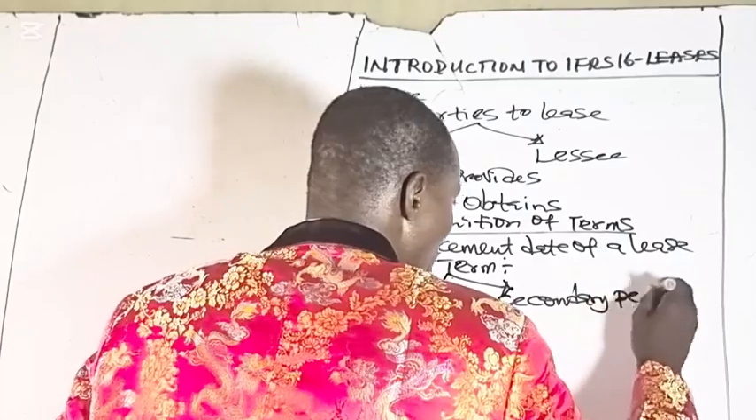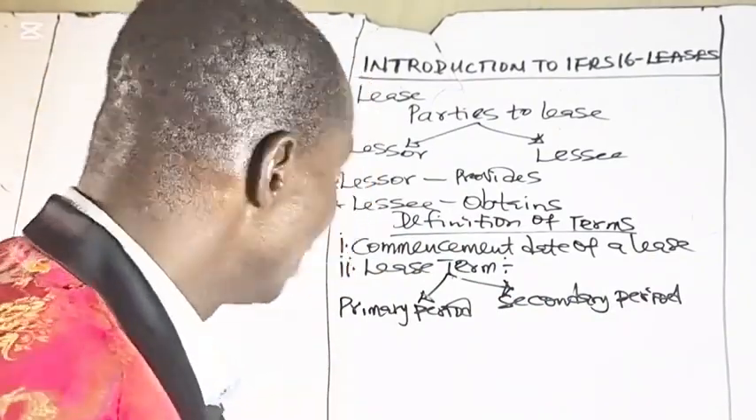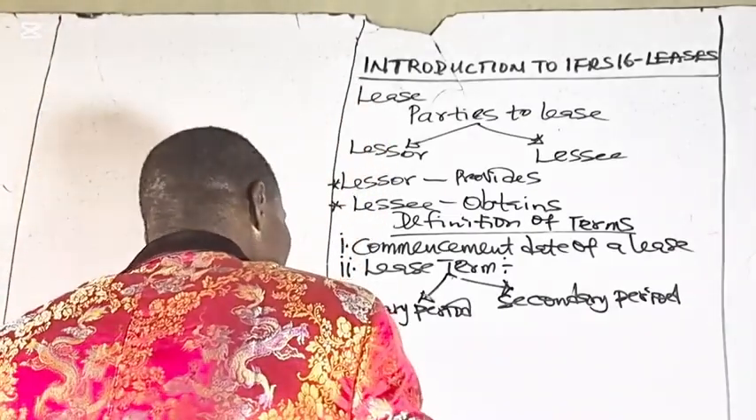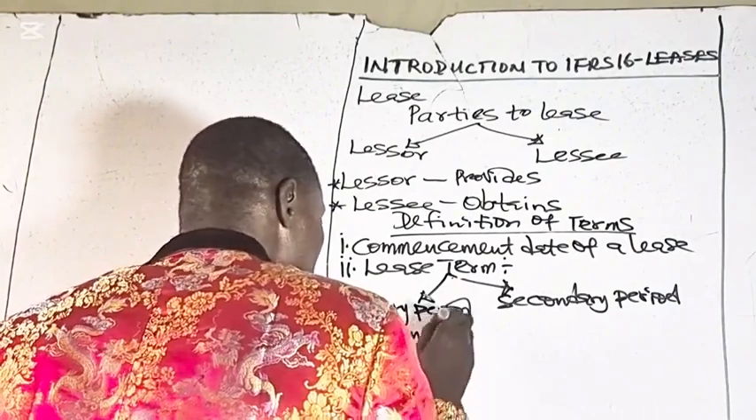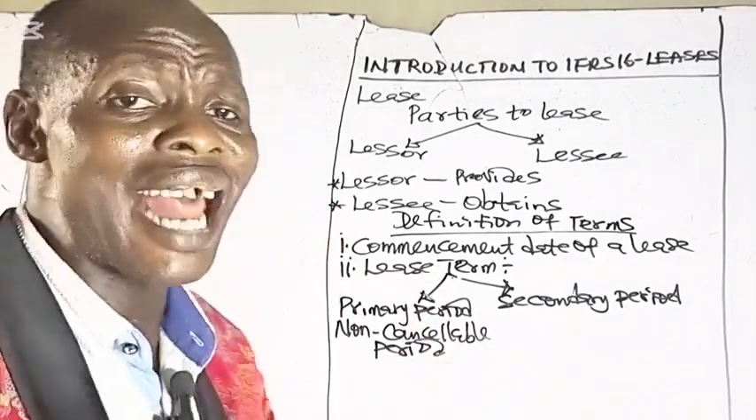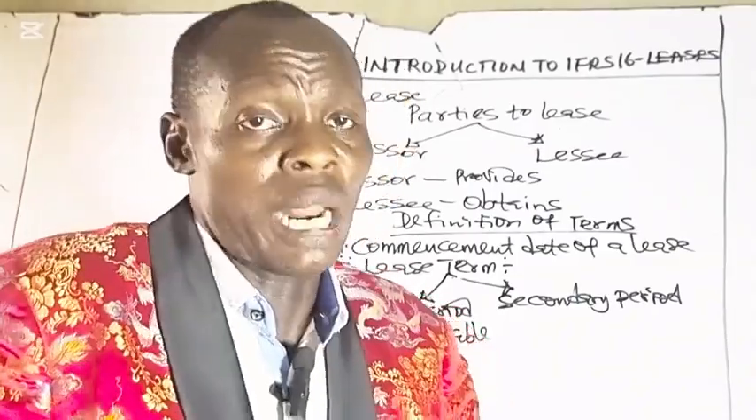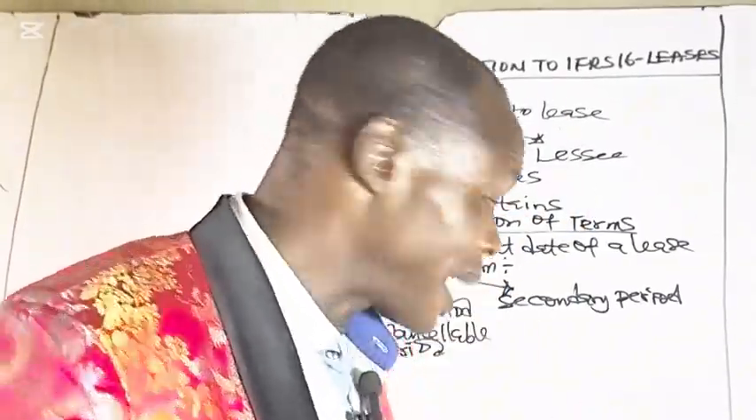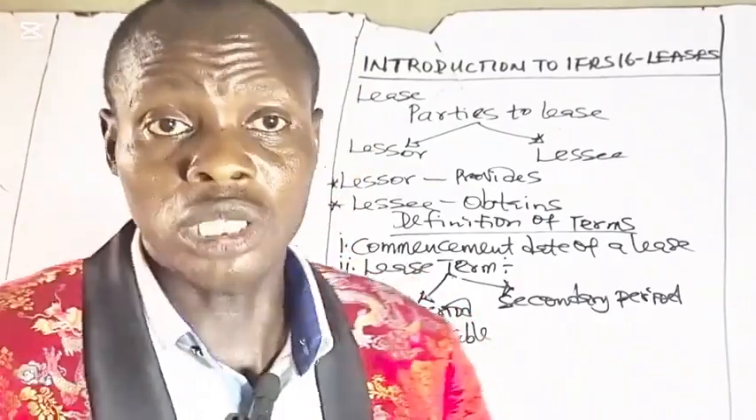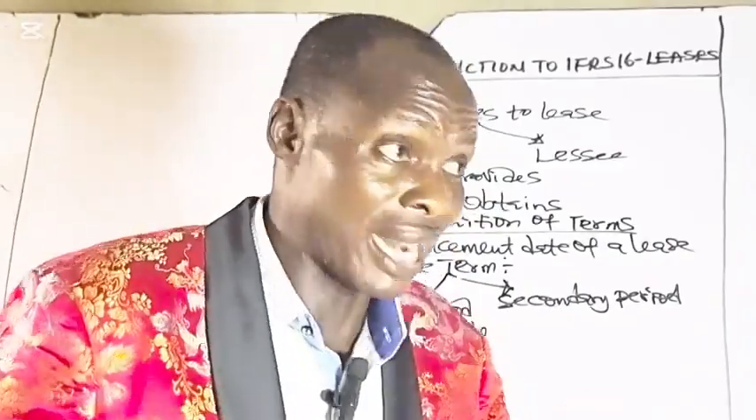The primary period is the non-cancelable period. That is the period in which neither of the parties to the lease can cancel the lease agreement without penalty. Neither the lessor nor the lessee can cancel the lease contract. If they cancel it, they will suffer some penalties.